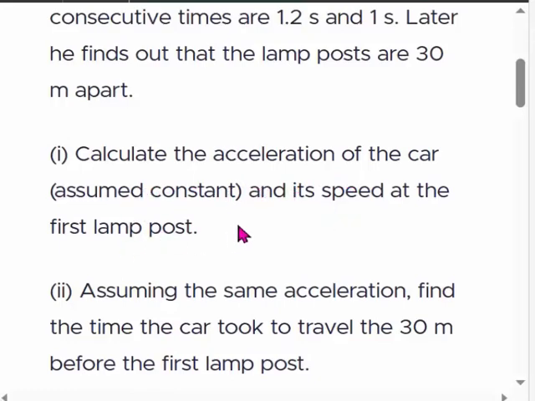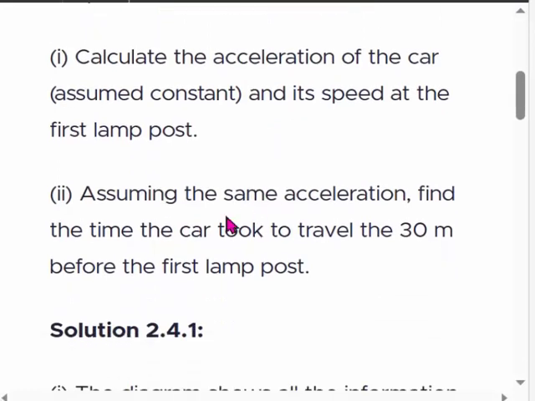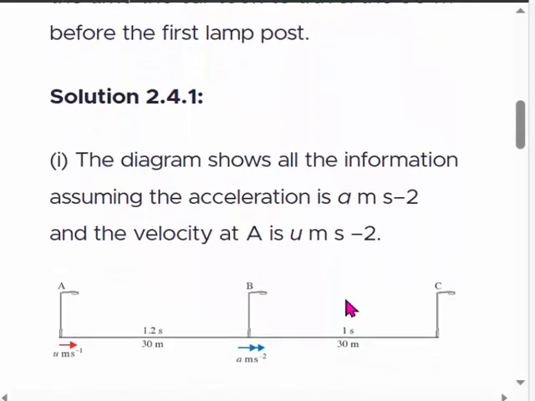Again, we don't know the speed at the first lamppost. What we know is it is accelerating at constant acceleration, and the starting speed is not known, so we need to find the starting speed and the constant acceleration. Assuming the same acceleration, find the time the car took to travel the 30 meters before the first lamppost. So we want to find how much time is taken to travel 30 meters before it reaches the first lamppost, assuming the same acceleration.